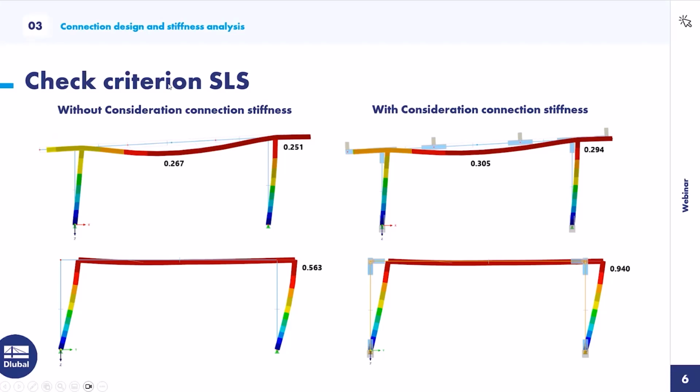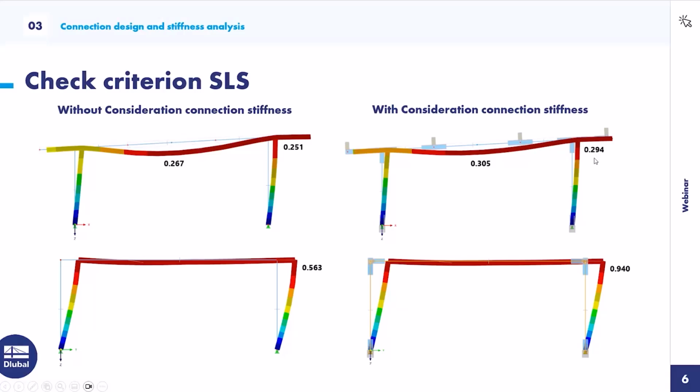So that's the check criterion, serviceability limit state, with consideration of the connection stiffness and without. You can see the connections here and the stiffnesses are considered. For the frame in this direction, there was a design ratio of 0.27, and now we are at 0.3.